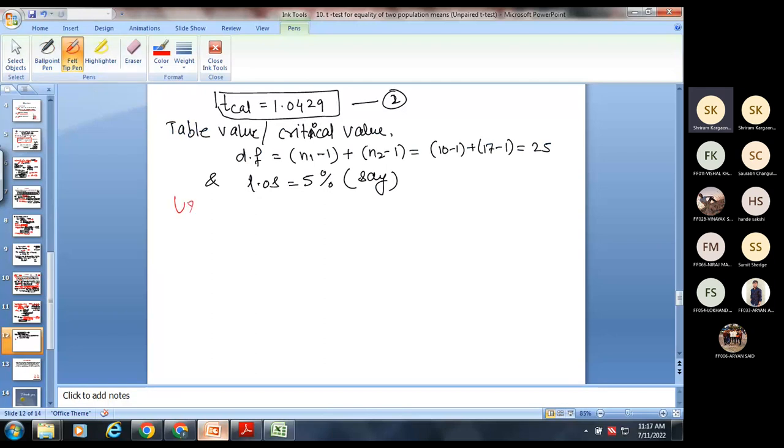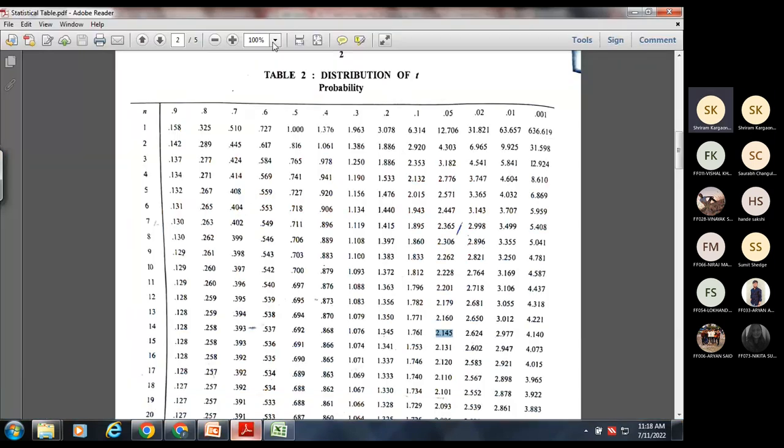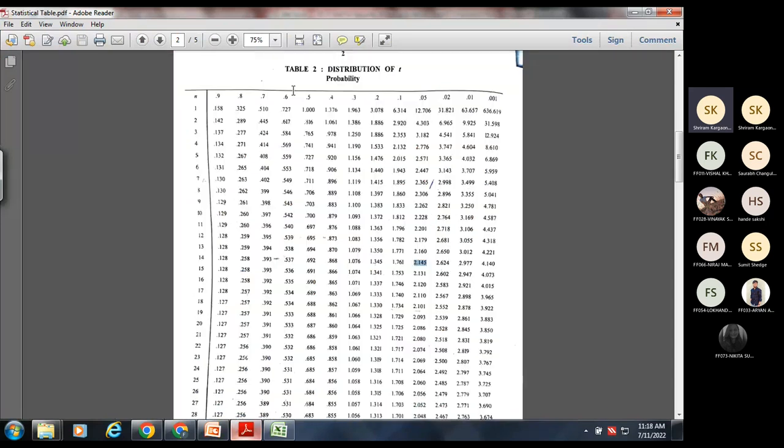Now using the table you get the critical value. This is the way to write it: t with 25 degrees of freedom and 0.05, meaning 5%. This is the table value. Let's check. I have to zoom out. At the bottom you can see 25 in the first column, and in the first row 0.05, the 5% level of significance. The intersection value is this one.